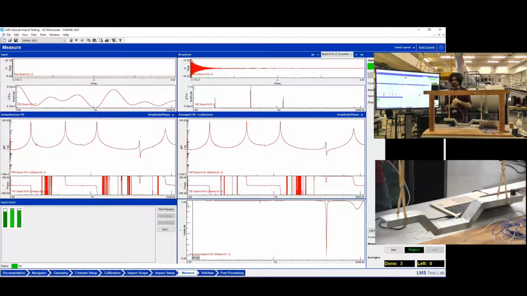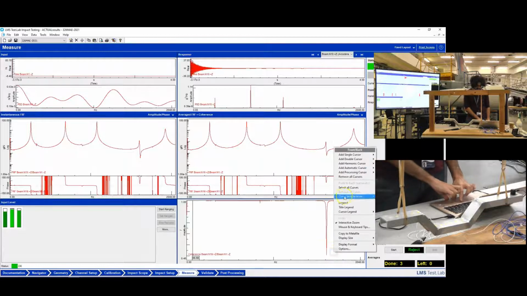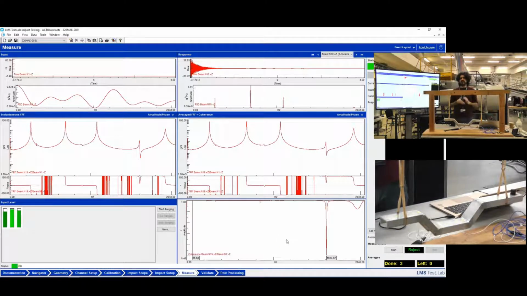Okay, so coherence of 1, and see here I have a nice 1 almost for the entire range. I have a drop in coherence at around 1600 Hertz. But that's fine, that's very high in range, and also it's almost a single point. So it doesn't matter, everything is fine.